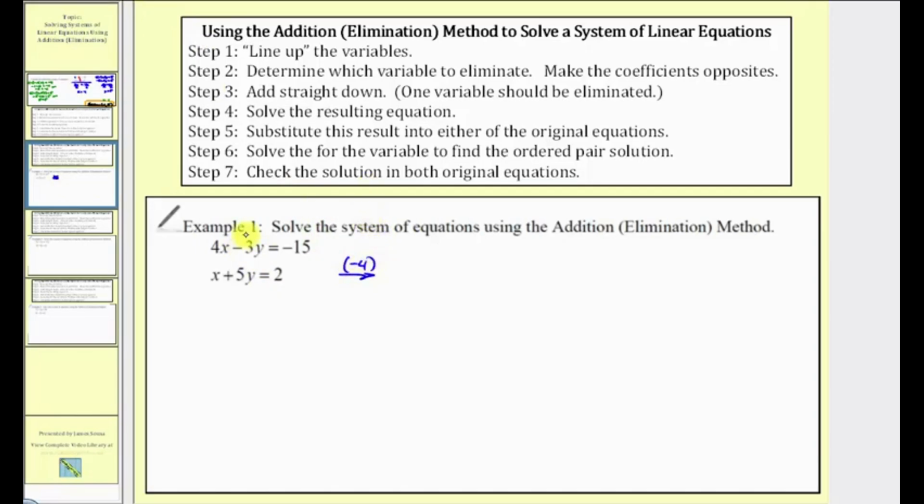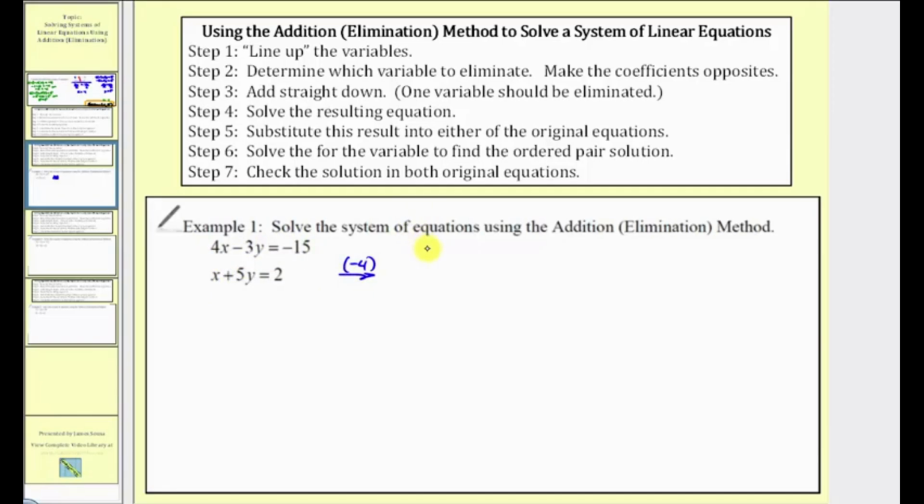Notice how if we wanted to eliminate the y terms, they do have the opposite sign, but since the least common multiple of 3 and 5 is 15, we'd have to multiply the first equation by 5 and the second equation by 3. So by eliminating the x terms, we only have to multiply one of the equations by a constant, not both. But either method would work.